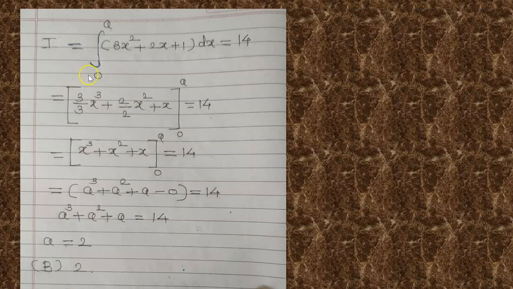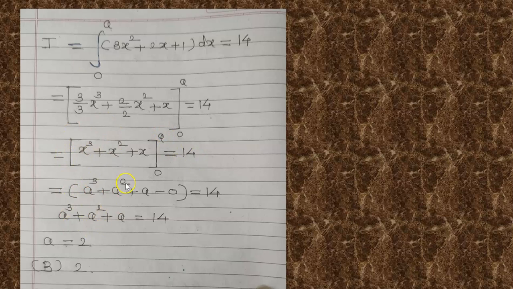सी द I is equals to integral 0 to a 3x square plus 2x plus 1 is equals to 14. आणि हे इंटिग्रेशन दॅट इज इंटिग्रल ऑफ 3x square is 3x cube upon 3 प्लस इथे 2x square upon 2 आणि 1 चे इंटिग्रल x आलं, 0 to a, 14. ओके, हा 3 3, 2 2 get cancel, you will get x cube plus x square plus x, 0 to a, 14.